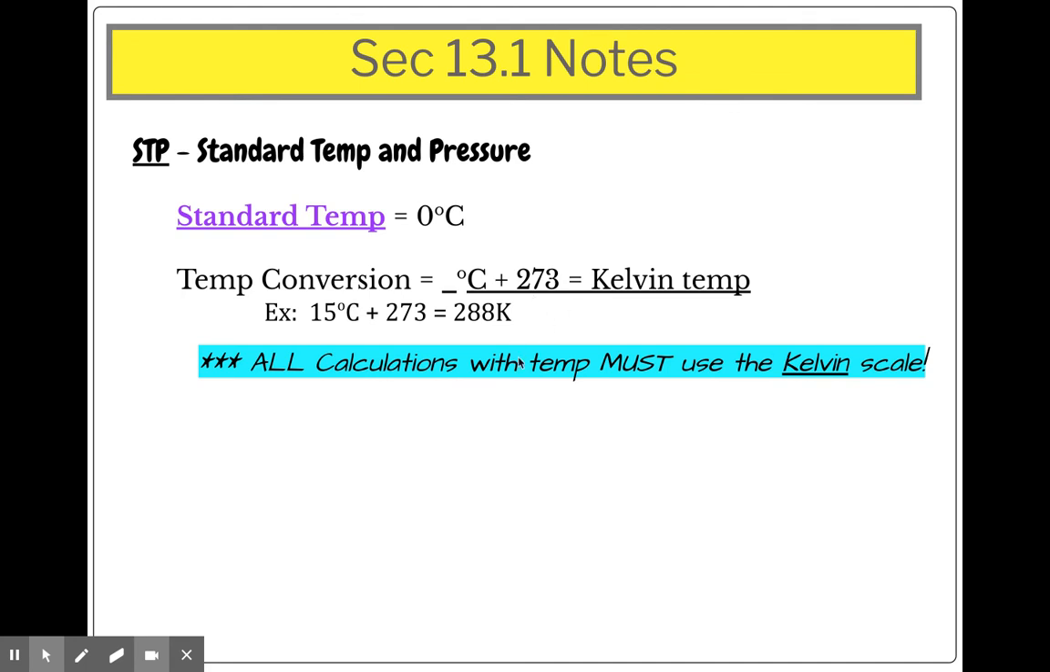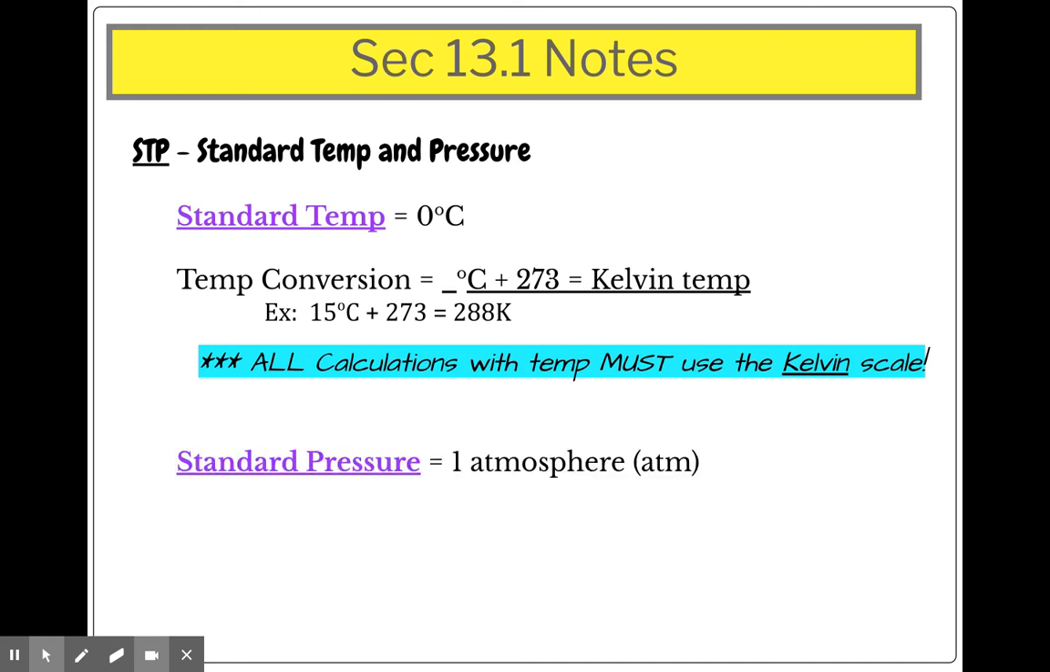So we'll always convert our temperatures to Kelvin. If you're given a temperature in Celsius, you simply add 273, and that will give you your Kelvin temperature. So if the temperature is 15 degrees Celsius, you would add 273, so we would end up with a temperature of 288 Kelvin. So for all calculations that you'll do this unit, you have to have your temperature in Kelvin.